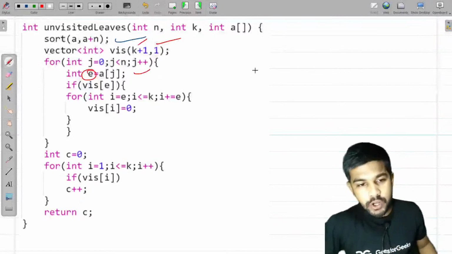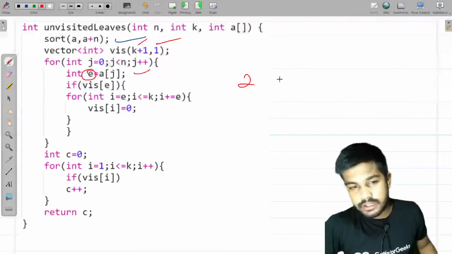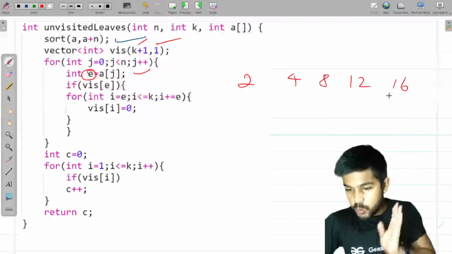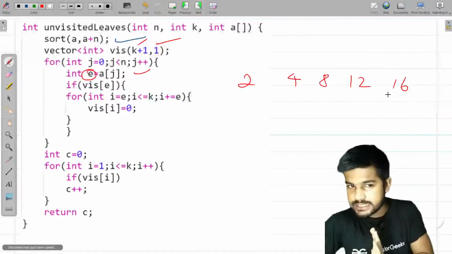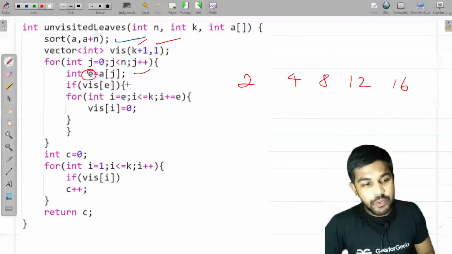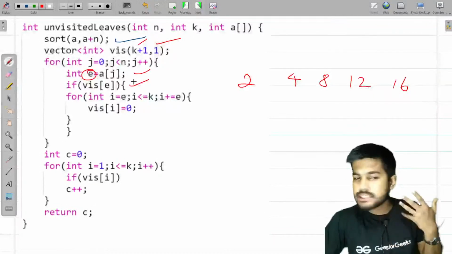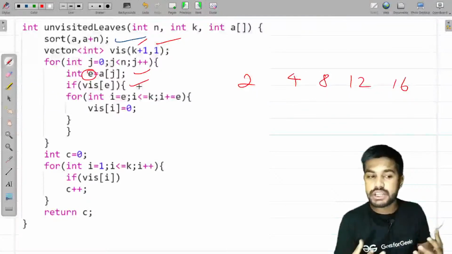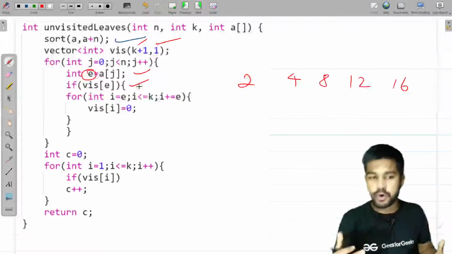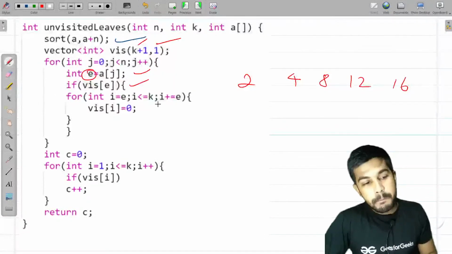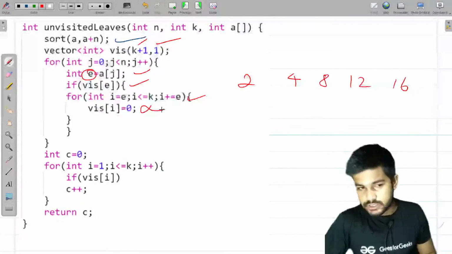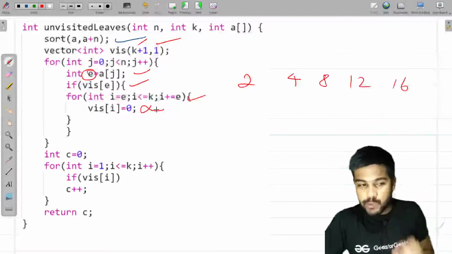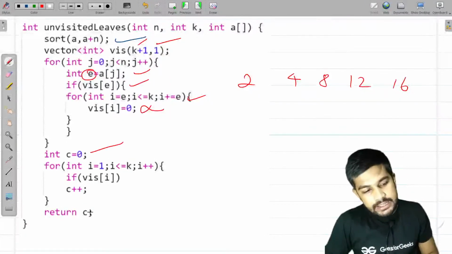Why this one? Because 2 has already marked 4, 8, 12 and 16. Now we know that if we come across 4 after marking the 2, then it is not required. That's why we are making it more efficient, and the time complexity reduces by many folds. That's why multiples of that we are marking as false. And after doing all this, the things which remain true, we are counting and then returning it.